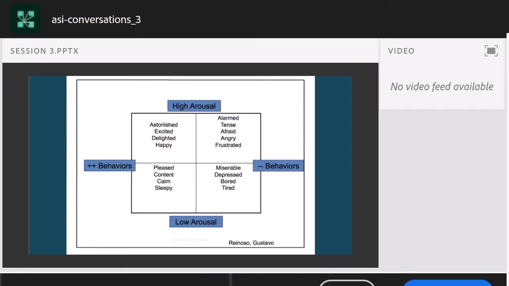And finally, this visual is from Gustavo Reynoso, and he talks about low arousal and high arousal, as we saw in the last two slides, but adds another dimension, which is the positive behaviors that are associated with low and high arousal, and also the negative. So you see on the left side, there's the two little plus signs, on the right side, the two little minus signs. And I won't go through each of the terms with you, but you could see that both with low and high arousal, there's some positive behaviors and some negative behaviors.